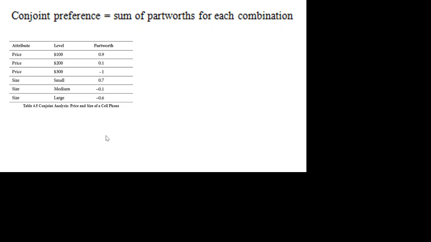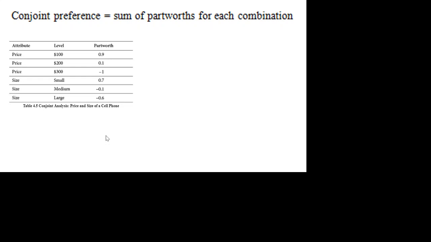The average part worth score was 0.9. At $200, they'd say, well, it's okay, so the average score ends up being 0.1. At $300, well, no, that's way too expensive. Everyone says that's a terrible price, so you get a part worth of -1. Then you ask them about the same product in different sizes. How valuable is a small one? A medium one? A large one? And those are the part worths you get.